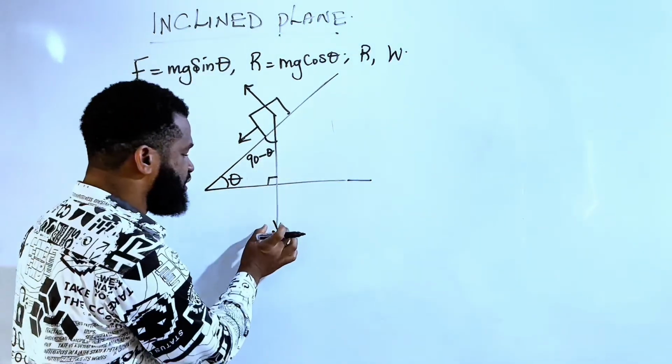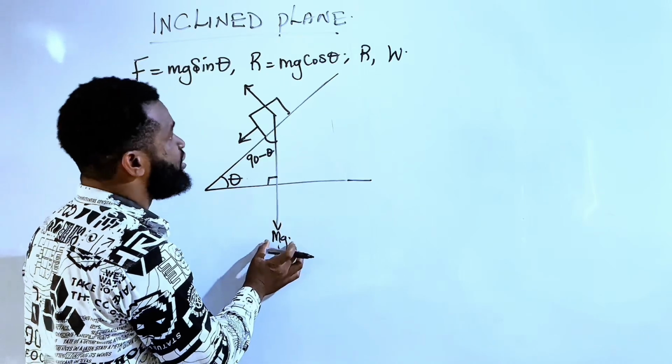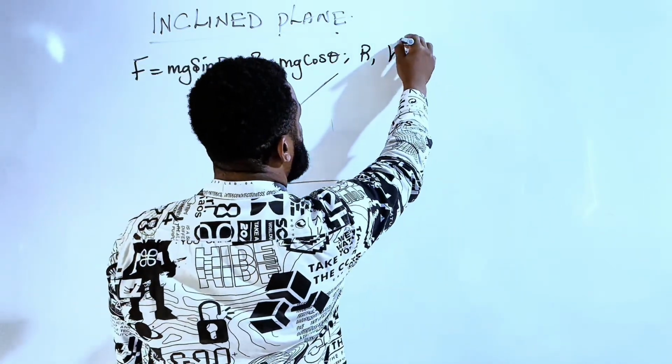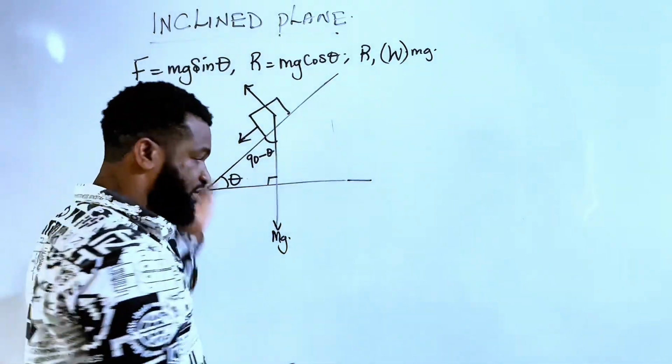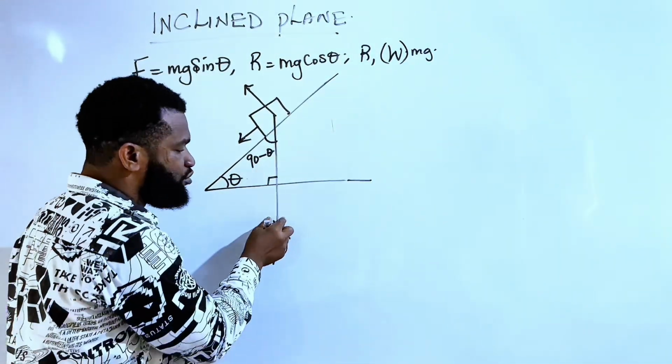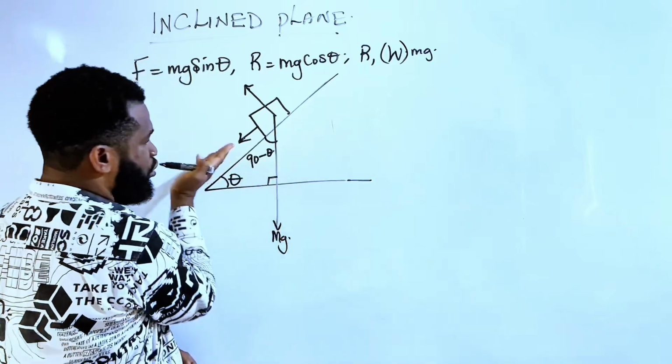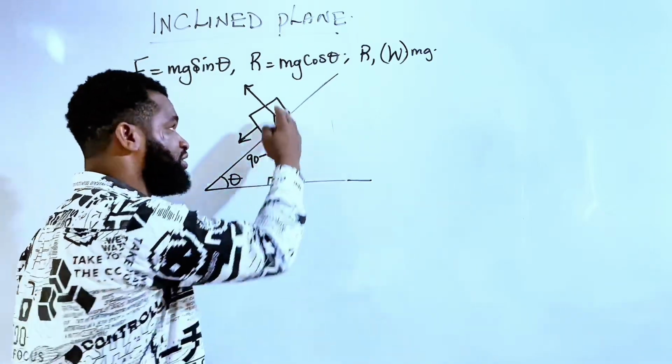I'm going to resolve this force, which is mg. This mg is the same thing as this weight. So I'm going to write mg. So they are the same thing, which is the weight of the body. I'm going to resolve this to the horizontal. I'm going to resolve this to the vertical.